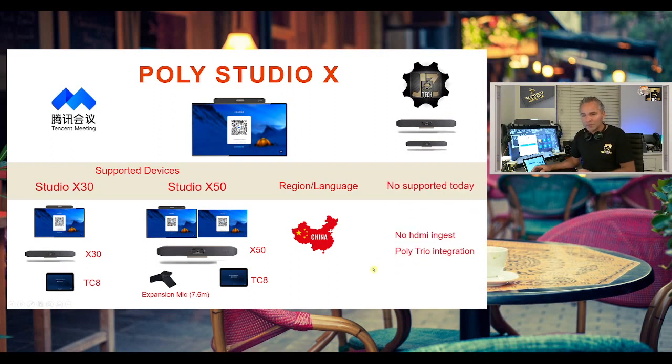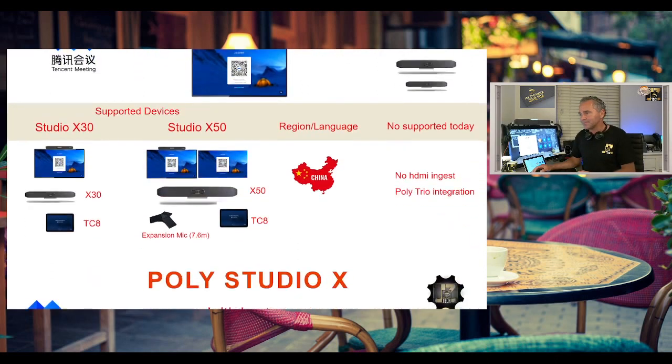Now, what is not supported today? So as you see here, not supported today is G7500, X70. We have no HDMI ingest at the moment, and for example, the Trio integration. So keep that in mind when you're going to work with the Tencent Meeting application.